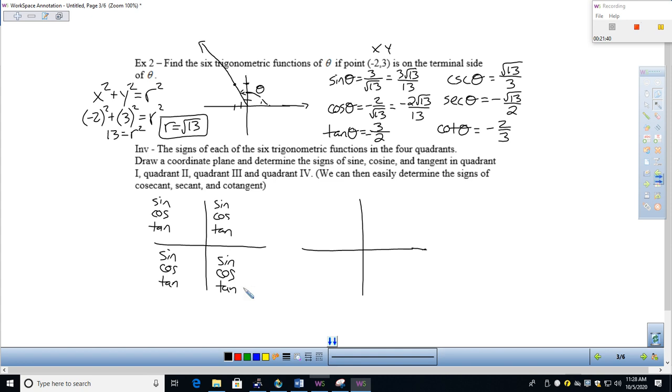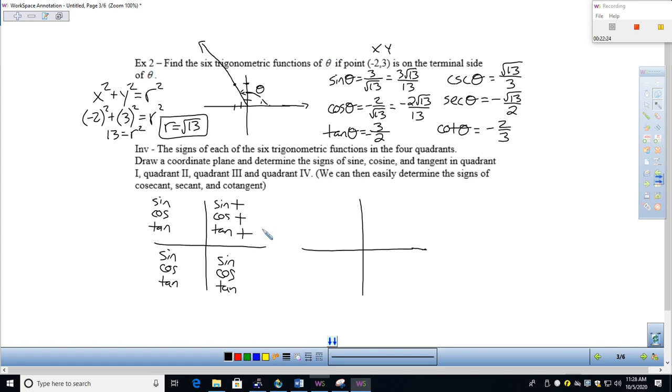All right, well here I go. So in the first quadrant, sine, which is y over r, positive y over positive r. Positive over positive is positive. Cosine, positive x over positive r. That's positive. Tangent, positive y over positive x. That's positive. All right, I'm hoping you're 3 for 3.